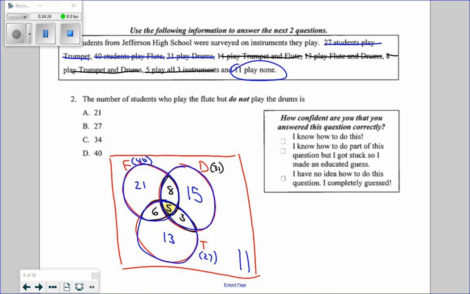So it says the number of students who play flute but do not play drums. So it has to be a number. So not playing drums. So any number in the drum circle, we are not allowed to use. So they play flute, so they have to be inside the flute circle, but cannot be in the drum circle. So it's just 21 plus 6. 21 plus 6 is 27.